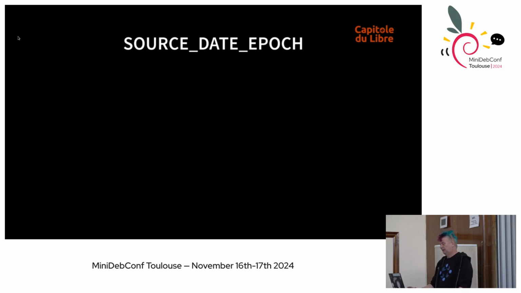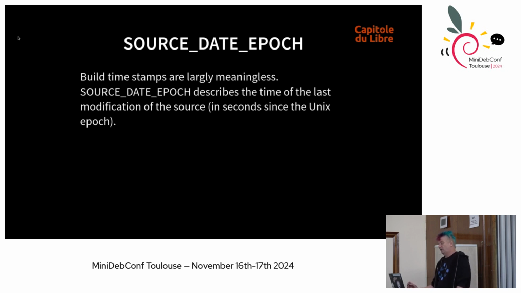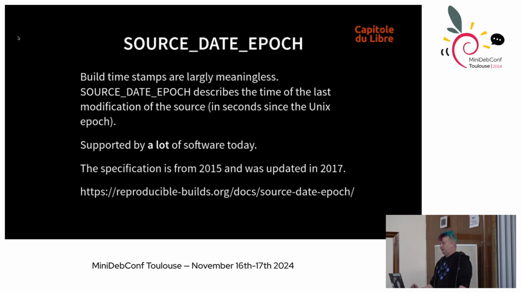SOURCE_DATE_EPOCH describes the time of the last modification of the source in seconds since the Unix epoch, because build timestamps are largely meaningless if the rest is identical. And that's supported by a lot of software today, like hundreds, or most compilers. If SOURCE_DATE_EPOCH is set, then the timestamps are replaced with SOURCE_DATE_EPOCH. And the specification is also very old, has been updated once, and since then it's working. So that I think is really nice.